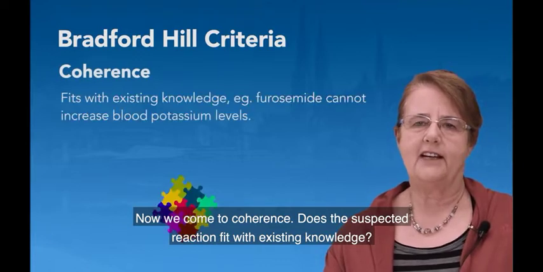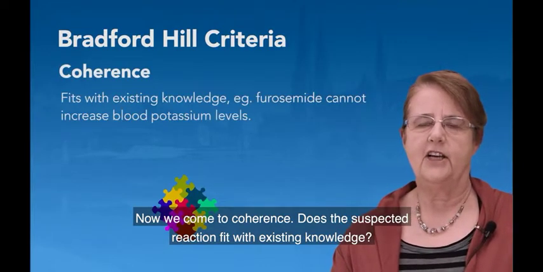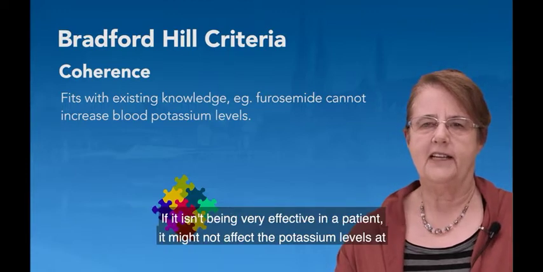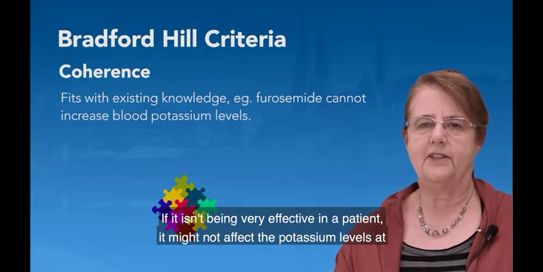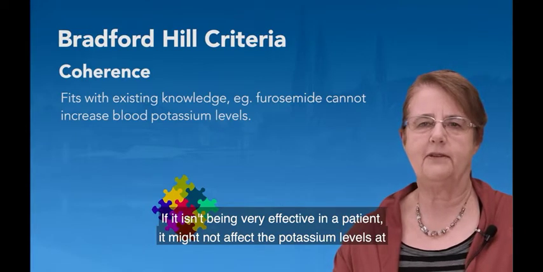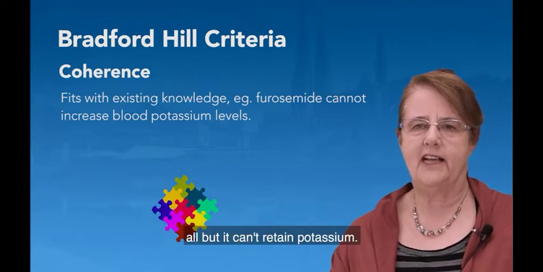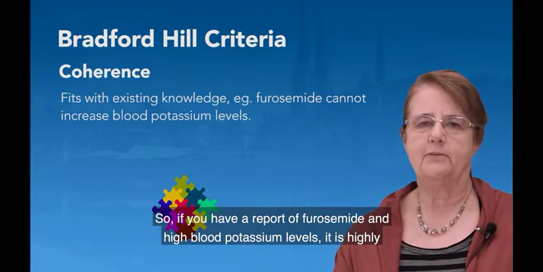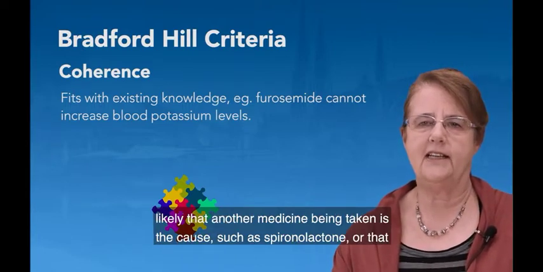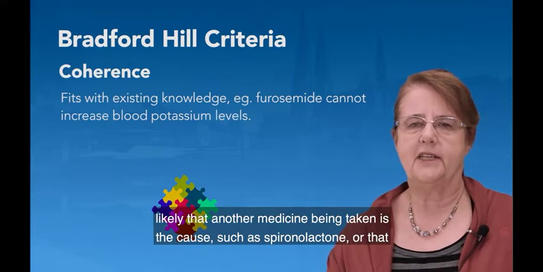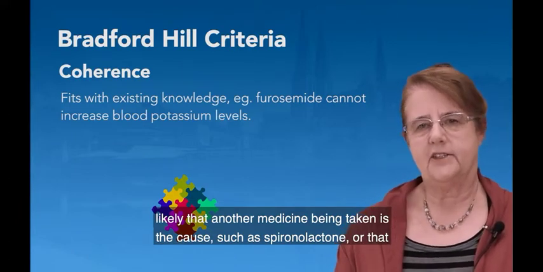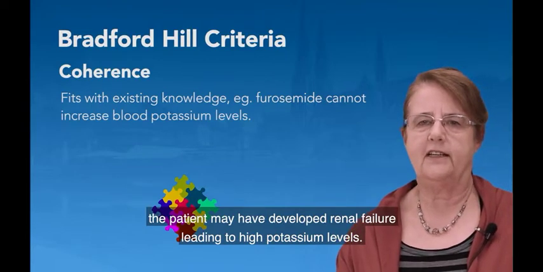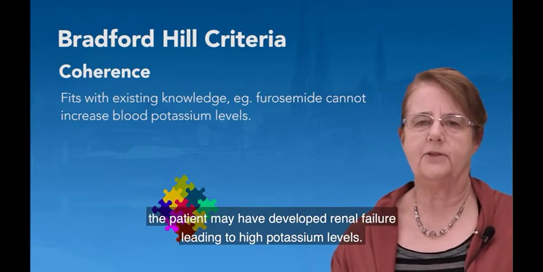Now we come to coherence. Does the suspected reaction fit with existing knowledge? For example, we know that furosemide can cause loss of potassium. If it isn't being very effective in a patient, it might not affect the potassium levels at all, but it can't retain potassium. So if you have a report of furosemide and high blood potassium levels, it is highly likely that another medicine being taken is the cause, such as spironolactone, or that the patient may have developed renal failure leading to high potassium levels.